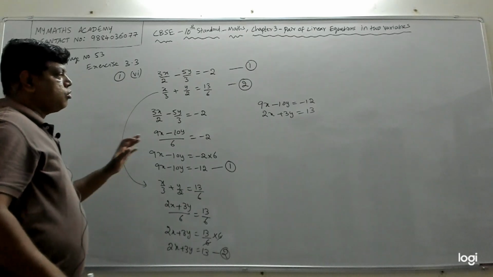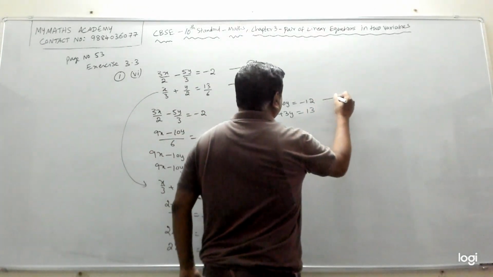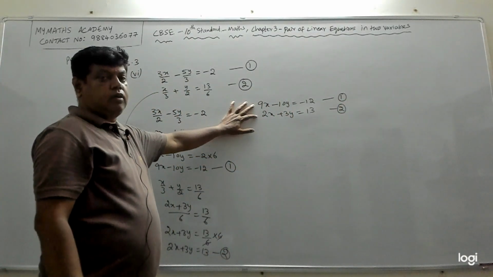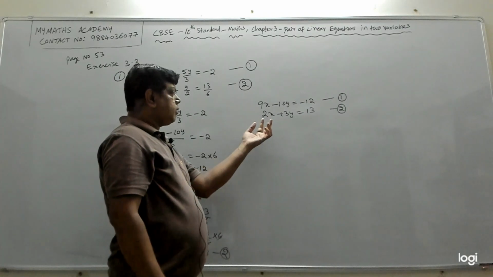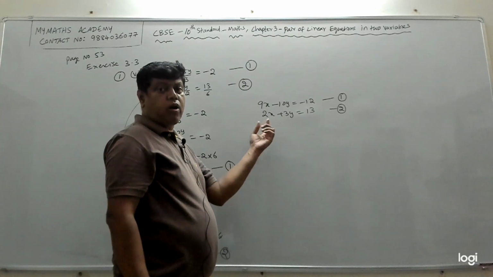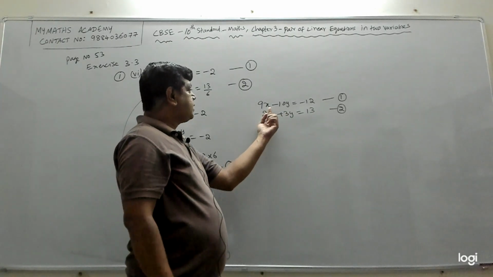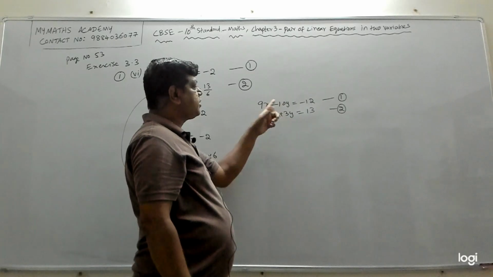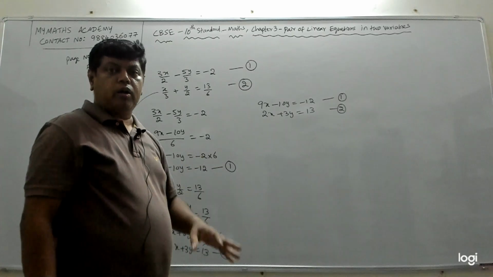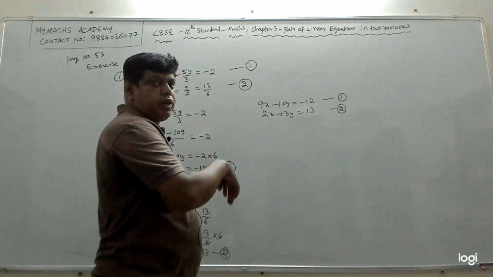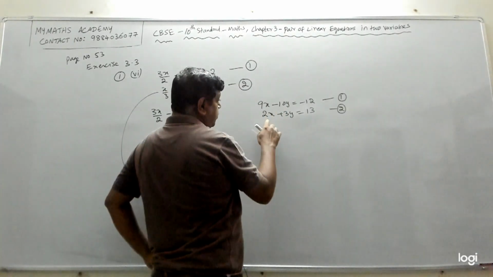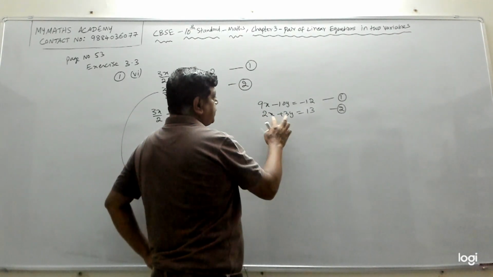We need to solve these two equations by the method of substitution. For the substitution method, we look at the equation which has coefficient of x as 1 or coefficient of y as 1. Coefficient of x here is 9, here coefficient of y is 10, it's not 1. Here it is 2, here it is 3. So none of them have coefficient 1 or minus 1. In this case, we can take any equation and express one variable in terms of the other. We will take this equation because it has small numbers 2, 1, 3.